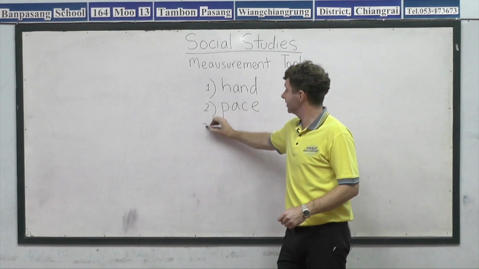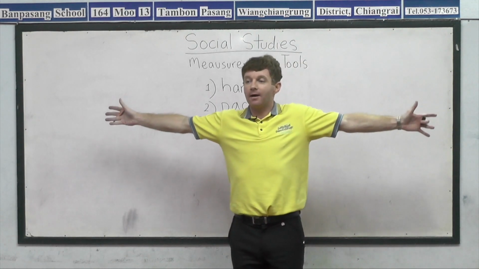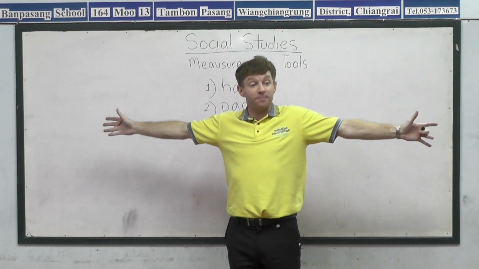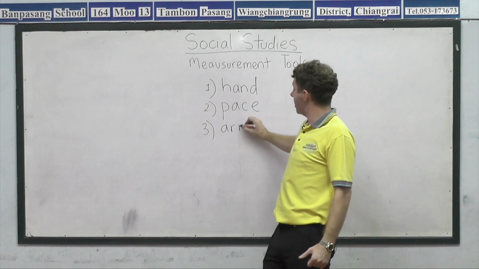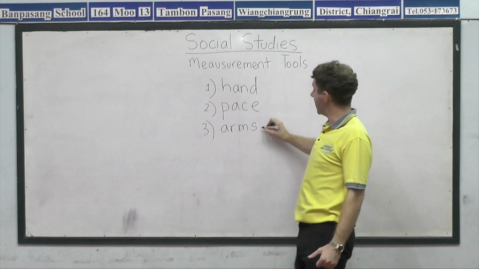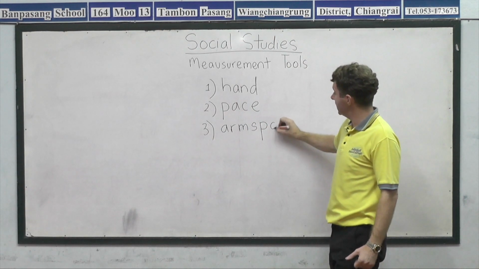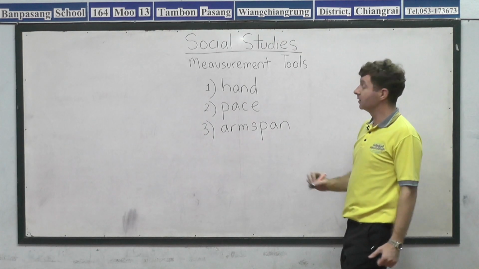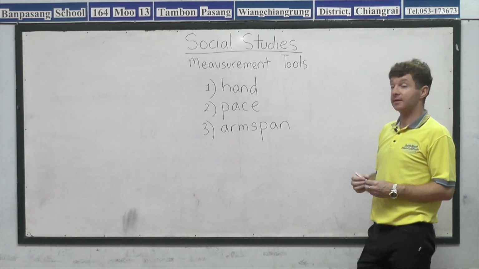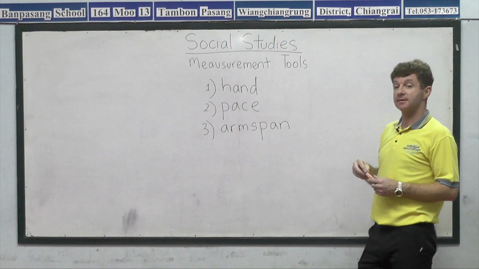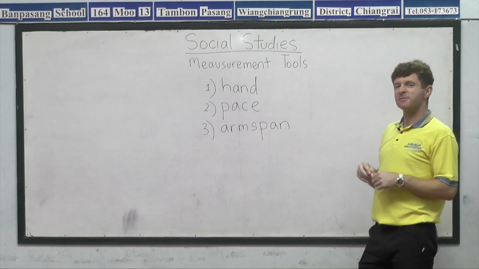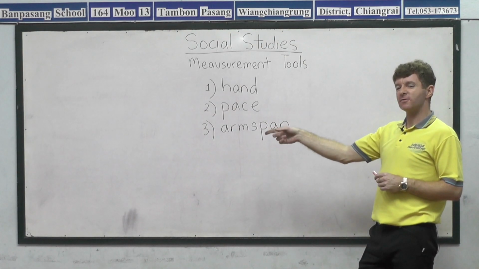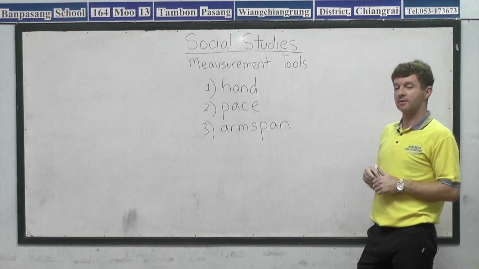P-A-C-E. And number 3, arm span. A-R-M-S-P-A-N. So we have hand, pace, arm span. Are these types of measurement tools accurate or not accurate?